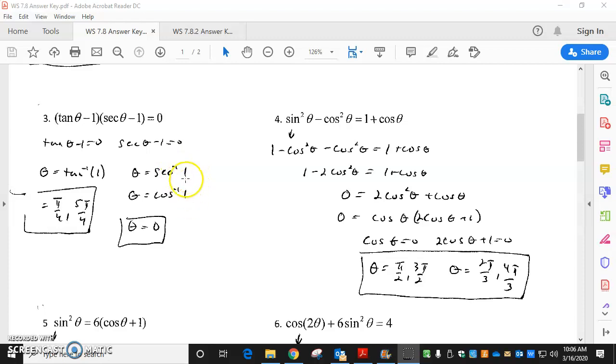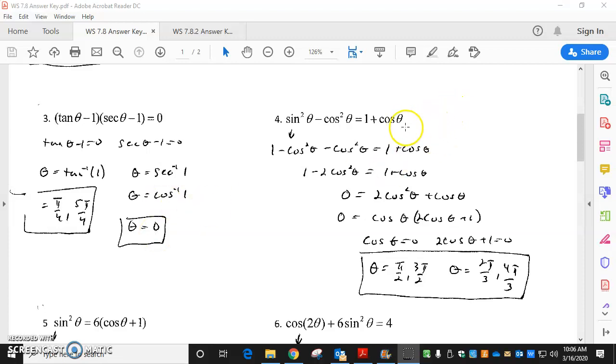It looks like we didn't do anything here, but we did. The reciprocal of 1 is still 1, so it looks like we didn't. But then this I can solve. The inverse cosine of +1 is 0, just 0. Pi has a cosine value of -1, not +1.